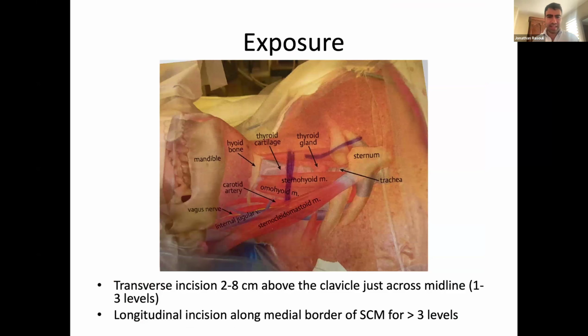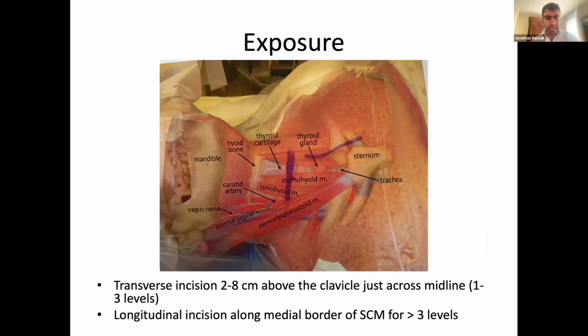I love this photo because it's like the 3D view, right? So where your incision is marked, and you can see these are the strap muscles. You can see the omohyoid. That's usually the first muscle you get into, and you can take it. That's again dealer's choice. Some surgeons are very adamant not to take it.